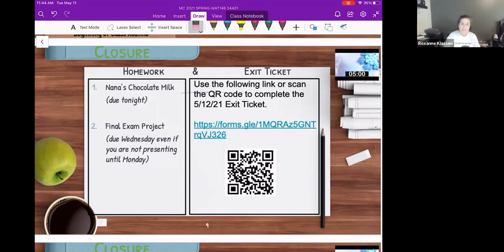Okay, do your exit ticket. It's a proportional reasoning problem. Read it carefully. Every single person in my last class got it wrong. Every single person. So please read it carefully. It's not a hard problem, but you have to answer the question that's asked. Otherwise, great job today. Tomorrow, presentations.